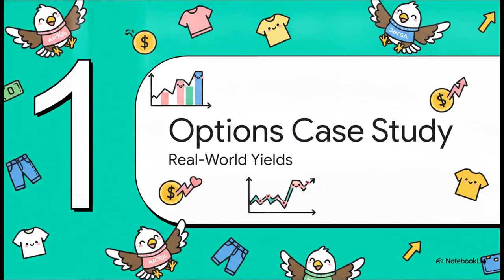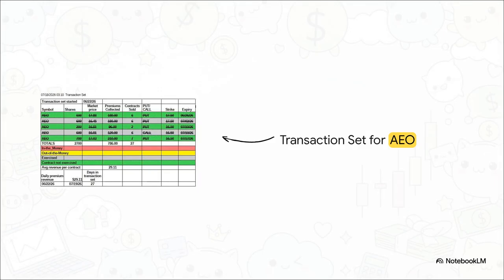All right, kicking things off with Section 1, the options case study and real-world yields. And just for context, our focus today is entirely on actual trading data for the ticker symbol AEO, which is American Eagle Outfitters. And this brilliantly illustrates exactly what went down. Here's the raw transaction set for AEO over that exact 27-day period. Now, I know spreadsheets can look a bit like a giant puzzle at first glance, but if we just look closely, a really clear picture emerges.